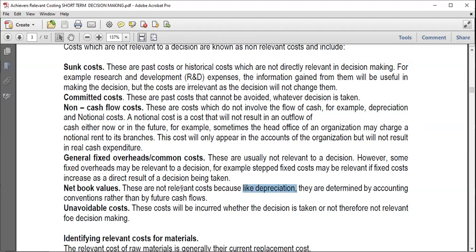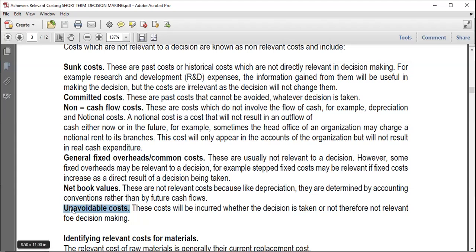So in that case, the net book values will also not be relevant, because these are just a result of the accounting conversions. And basically, there's no cash flow that is happening. You get it? Yeah.